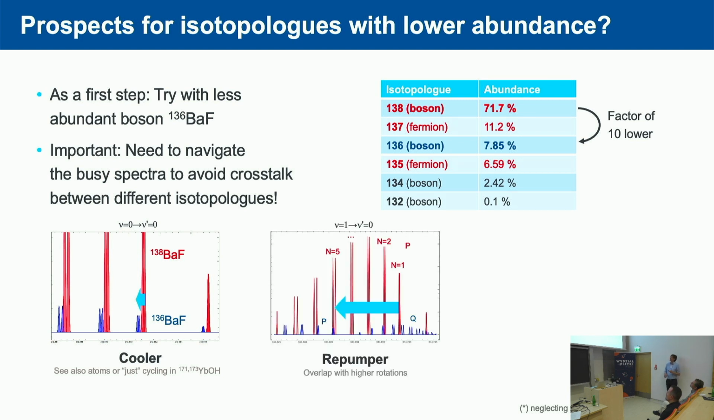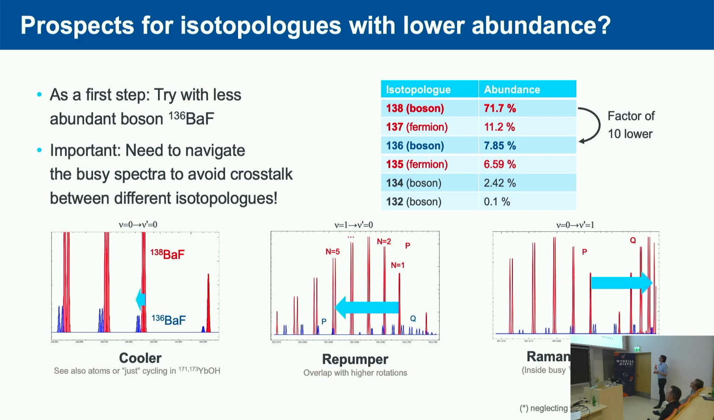But if you look at, for example, repumpers, so this is the P branch, and N equal to 1 is the normal laser cooling transition. Then in 136, this actually gets shifted in this direction. And for example, here we're overlapping with the N equal to 5 transition. So things become quite busy. There's overlap with higher order transitions.